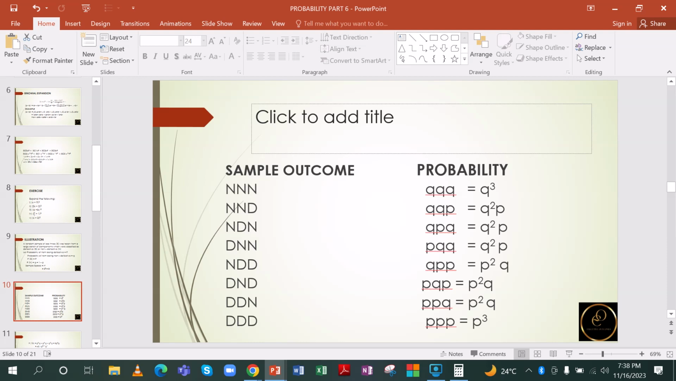The next one, you have the possibility of non-defective followed by non-defective followed by defective. So you have Q times Q times P, which is Q squared P. The other one is non-defective, defective, and non-defective, meaning Q times P times Q, which is still Q squared P. The other one, defective, non-defective, non-defective, gives you Q squared P. Until we reach the last one, which is defective, defective, defective, which is P times P times P, which is P cubed. So these are the probabilities you calculate. Are we together? Yes, sir. Okay, fine.